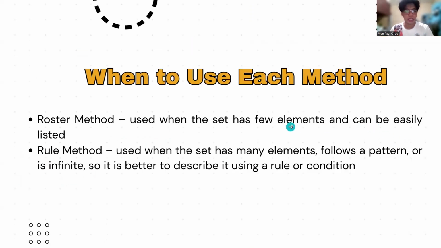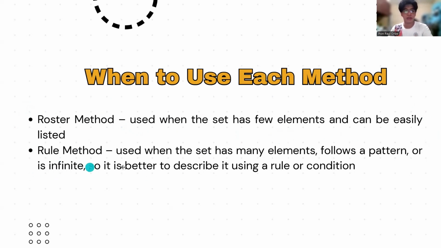So now we will differentiate when to use each method. For the roster method, we use it when the set has few elements and can be easily listed. So for example, the even numbers less than 100. We can easily list what those elements are. So we can write the braces and write 2, 4, 6, 8, 10, and so on and so forth.